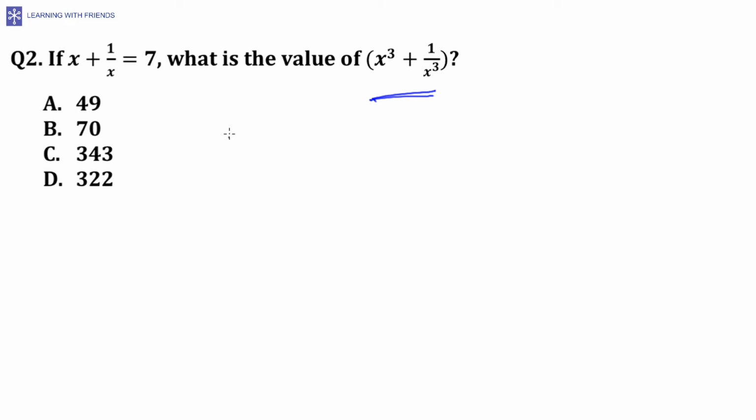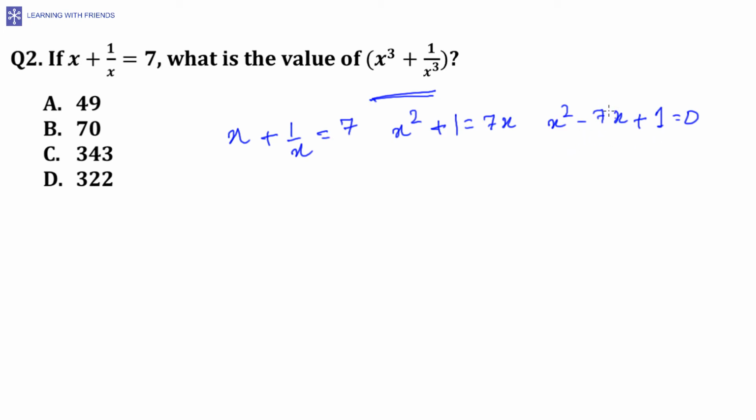That is, we would have x plus 1 by x is 7, which will give us x squared plus 1 is 7x, which will give us x squared minus 7x plus 1 is equal to 0. The problem with this quadratic equation is that you can't really split the middle term here, right?